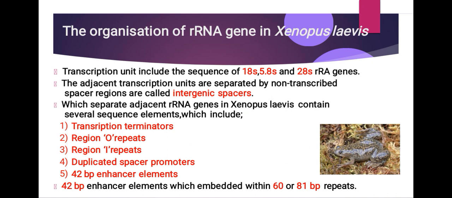Transcription units include the sequence of 18S, 5.8S, and 28S rRNA genes. The adjacent transcription units are separated by non-transcribed spacer regions called intergenic spacers, which separate adjacent rRNA genes in Xenopus laevis. Several sequence elements include transcription terminators, region O repeats, region I repeats, duplicated spacer promoters, and a 42 base pair enhancer element, which is embedded within 60 or 81 base pair repeats.